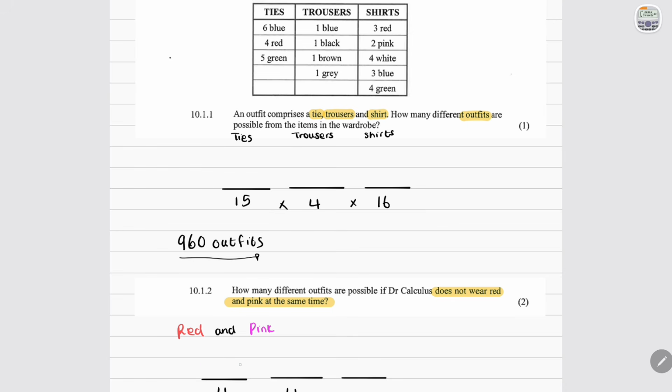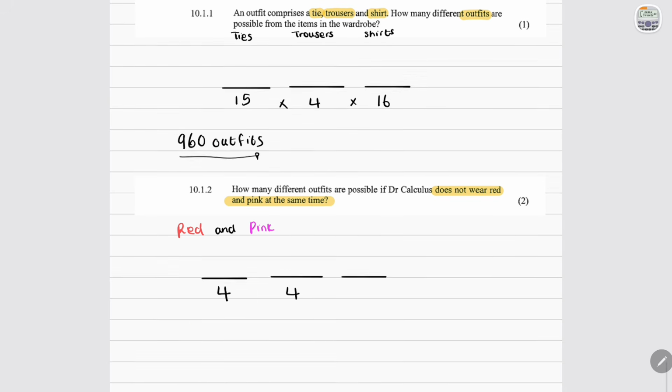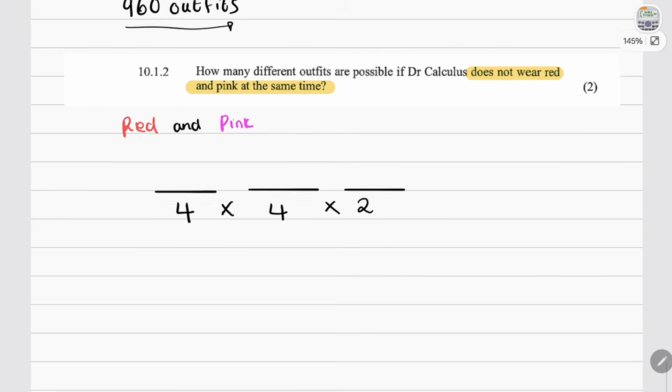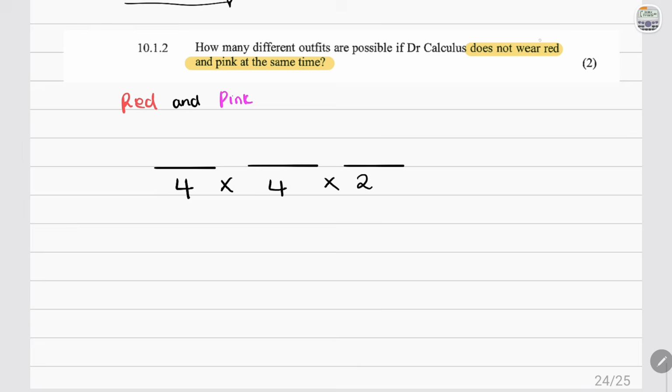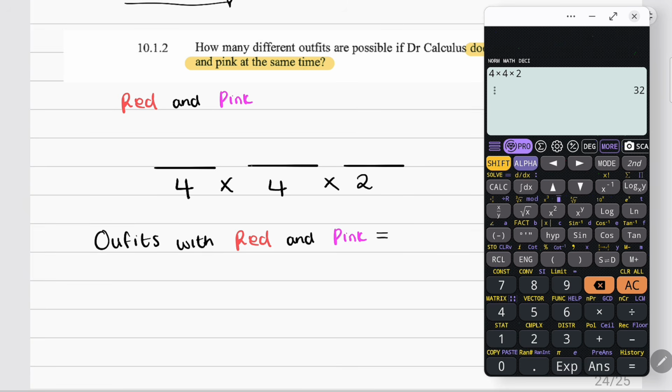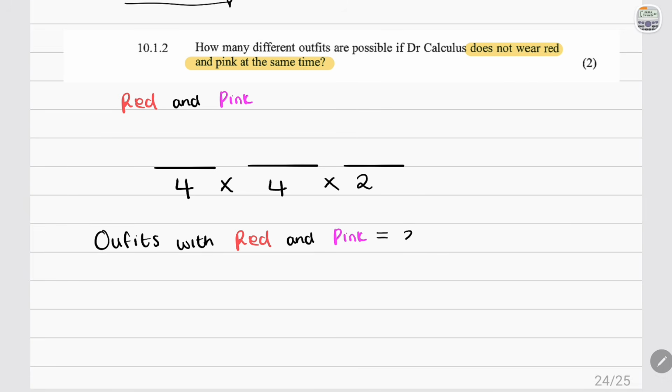And then over here, because he's wearing red, we need to ensure that he can't wear pink. How many pinks are there? There are 2, so we're going to say 2 over here. So we're saying 4 times 4 times 2, and that would give us the total outfits that include red and pink together. So let's find out what that is first. The total outfits with red and pink: 4 times 4 times 2 is 32.